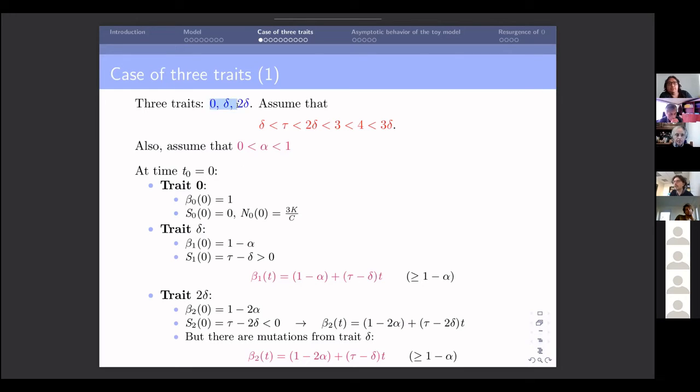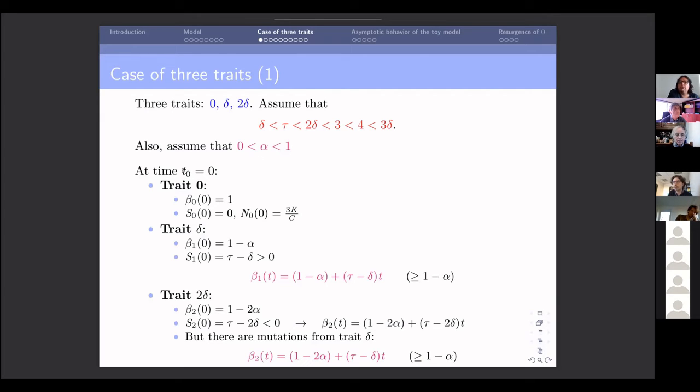To explain that, let me focus on a simple example where I only have 3 traits: 0, delta, 2 delta. I assume something on the parameters. I assume that tau is in between delta and 2 delta, and that 3 delta is out of the space, 0, 4, so 3 delta is larger than 4. This is just to fix an example.